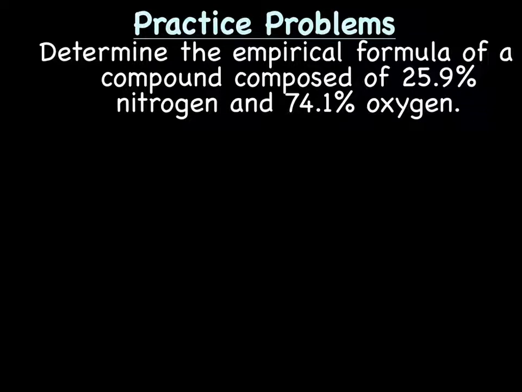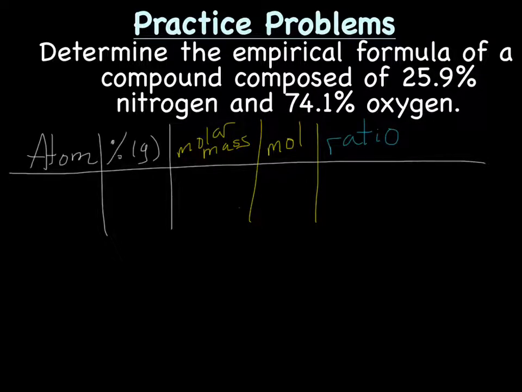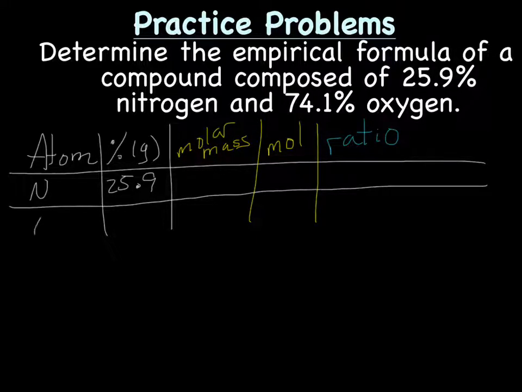All right, let's try another practice problem. This time, really pause it, see if you can do it by yourself, and see how you do. All right, so this time we're going to determine the empirical formula of a compound composed of 25.9% nitrogen and 74.1% oxygen. Okay, so we'll start with the table, and I will put nitrogen, which is 25.9% or grams, and oxygen is 74.1. Molar mass of nitrogen is 14.01 grams, and oxygen is 16.